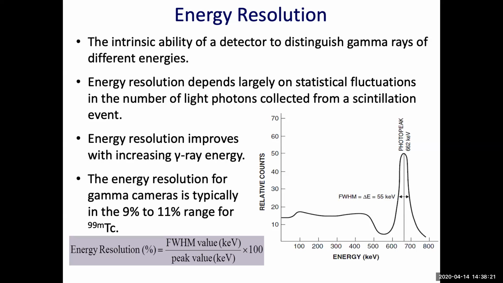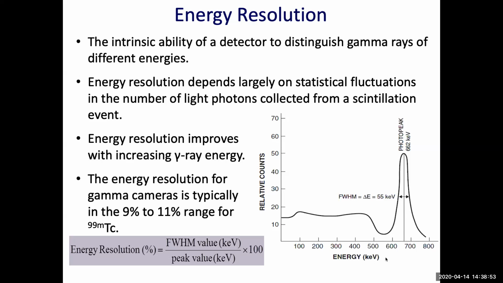Okay, we were saying that in energy resolution, like intrinsic resolution, depends largely on statistical fluctuation in the number of light photons collected from the scintillation event. So different numbers of light photons are produced, and different numbers of photoelectrons are produced. This affects the intrinsic resolution and also the energy resolution. Energy resolution improves with increasing gamma energy. Increasing the incident gamma energy enhances the energy resolution.